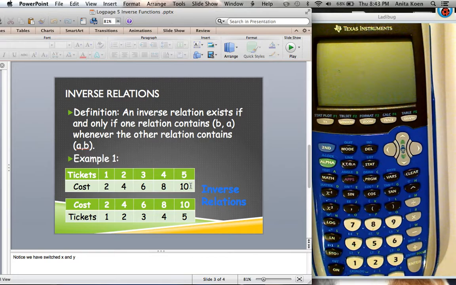Now, I could look at the inverse of this where I'm switching x and y. I'm just interchanging x and y. Instead of tickets being my input, now the cost is my input and the tickets are my output. So now if I spend $2, I've bought 1 ticket. If I spend $4, I've bought 2 tickets. $6 gets me 3 tickets, $8 gets me 4 tickets, and $10 gets me 5 tickets. These are inverse relations because x and y have switched places.